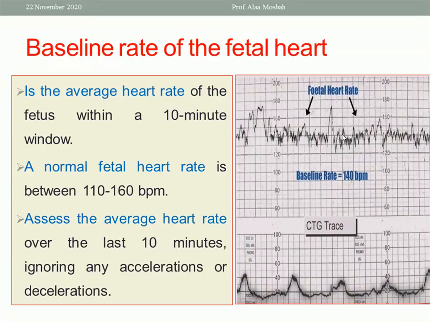During a 10-minute window, what is the normal? The normal fetal heart rate is between 110 to 160 beats per minute. So we want to assess the average heart rate over the last 10 minutes, ignoring any acceleration or deceleration. So I'll ignore this acceleration, as you see, or any deceleration. So I need the average basal fetal heart rate, or baseline fetal heart rate, during the 10-minute window.